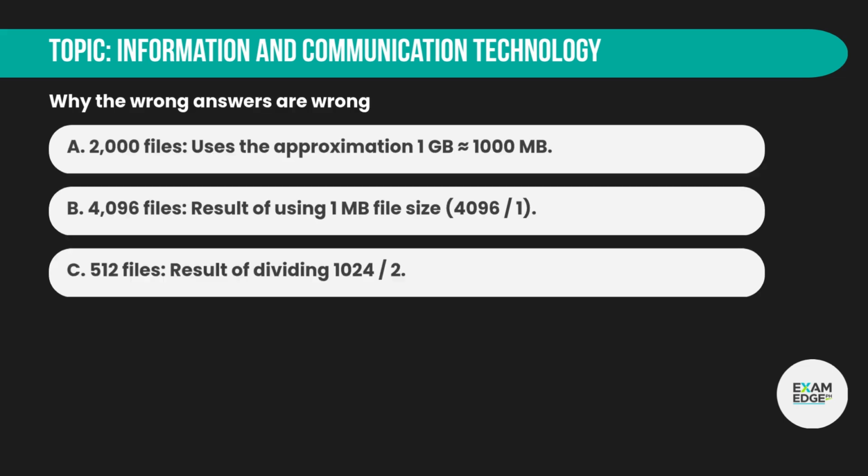Why the wrong answers are wrong. A. 2000 files uses the approximation 1 gigabyte approximately 1000 megabytes. B. 4096 files. Result of using 1 megabyte file size, 4096 over 1. C. 512 files. Result of dividing 1024 over 2.